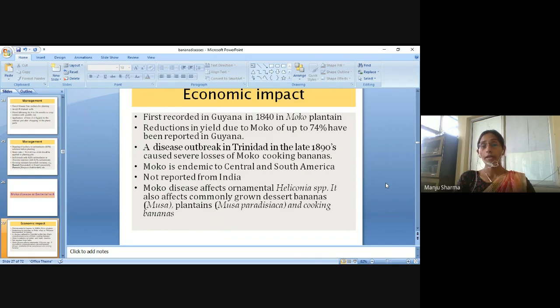Moko disease affects ornamentals, that is Heliconia species. It also affects commonly grown dessert bananas, Musa, plantains, Musa paradisiaca, and cooking bananas.